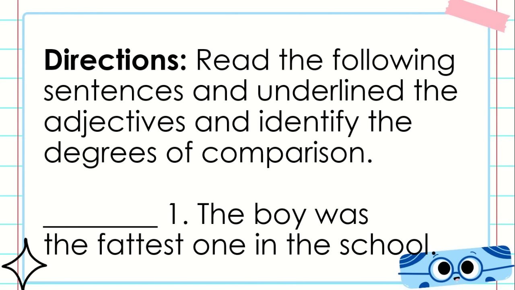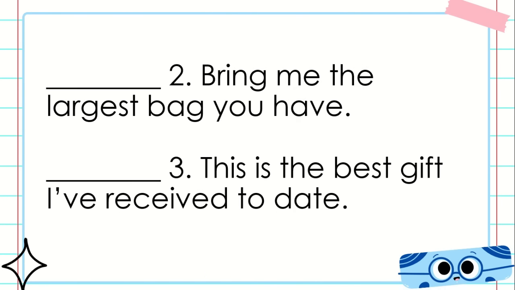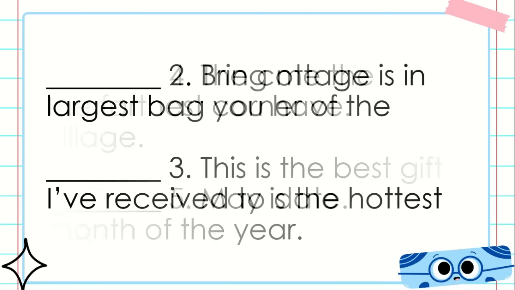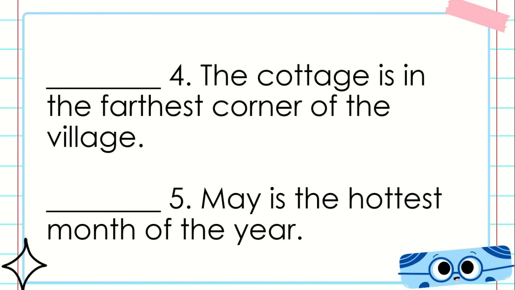Read the following sentences and underline the adjectives and identify the degrees of comparison. Number 1. The boy was the fattest one in the school. Number 2. Bring me the largest bag you have. Number 3. This is the best gift I've received to date. Number 4. The cottage is in the farthest corner of the village. Number 5. May is the hottest month of the year.